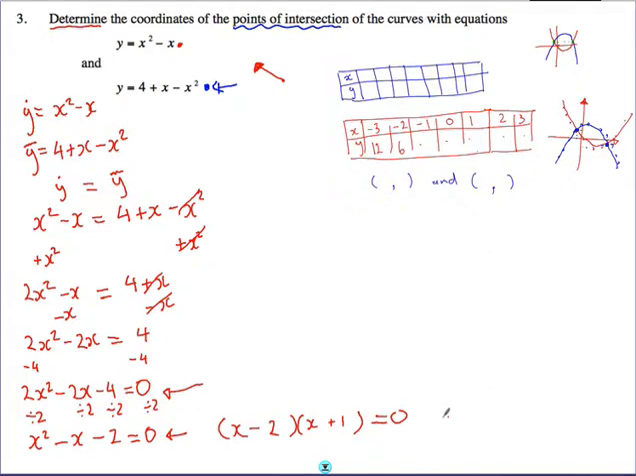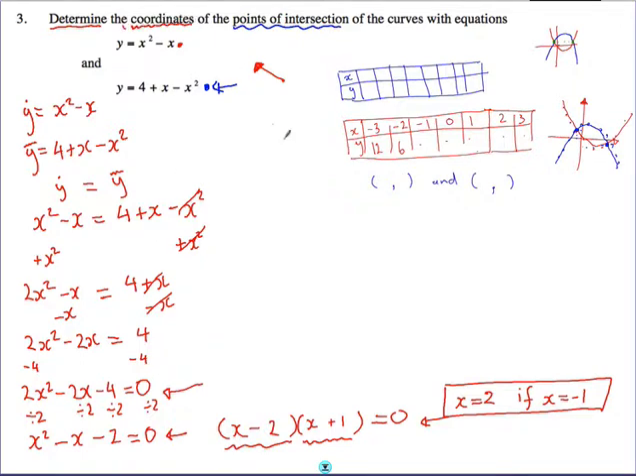So here it is. We can work out our coordinates. From this we can say x is, well, how can I make that into 0? Easy, if x is 2. And from this, how can I make this into 0? That's if x is minus 1. Now, we've worked out the x values. We haven't answered the question yet. It's asking us for coordinates.